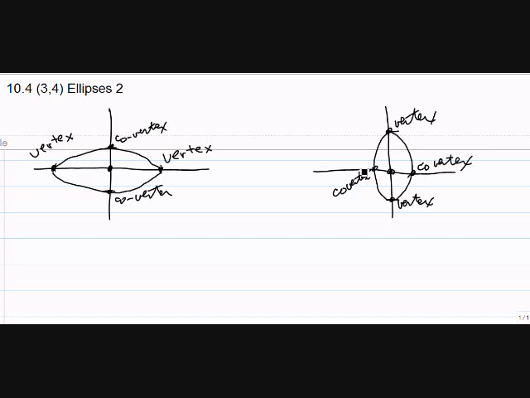Okay. We're making A the distance from the center to the vertex, and B the distance from the center to the co-vertex.